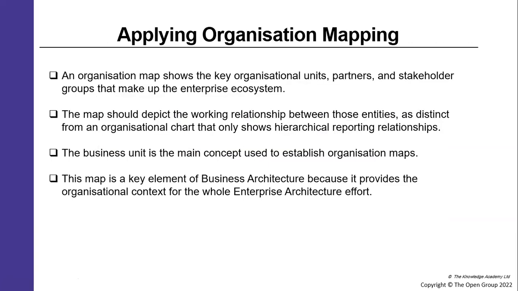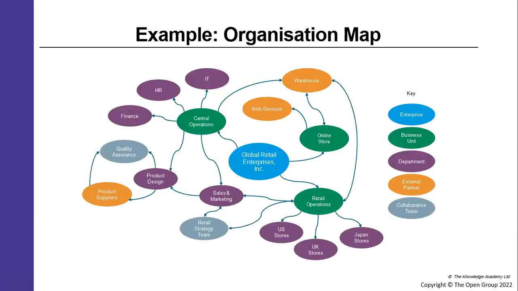Now next one. The organization map shows the key units, partners, and stakeholder groups that make up the enterprise ecosystem. What is an organization map? It shows how the different entities or departments work to deliver the overall business value. If you look at it, it shows all the different units in an organization, partners, stakeholder groups, etc. Got it? All of them were part of your architecture.